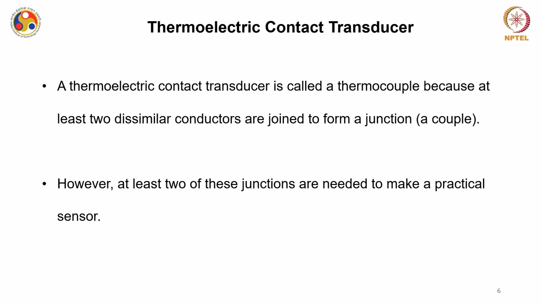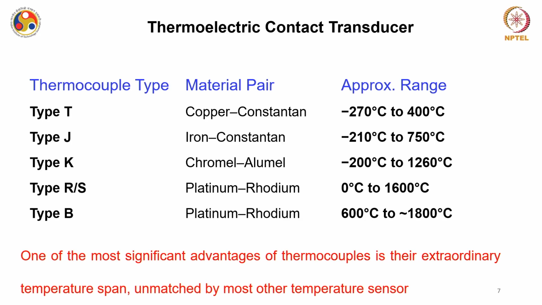A thermoelectric contact transducer is known as a thermocouple because you require at least two different wires. Two dissimilar wires, or a couple of wires, are required to form a junction. At least two junctions are needed to make a practical device. There are multiple types of thermocouples. We will see some of them.